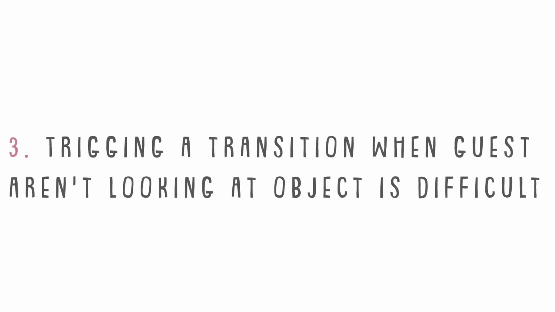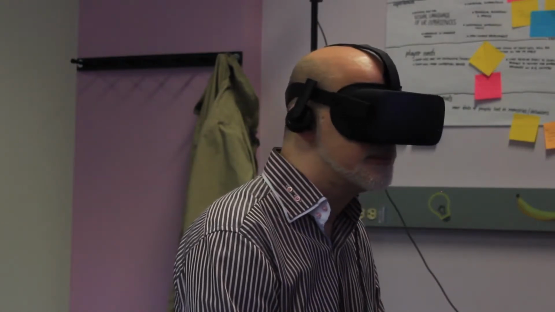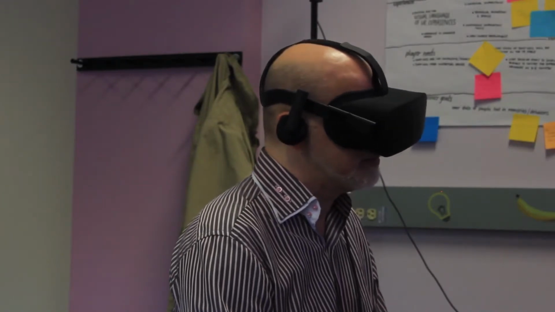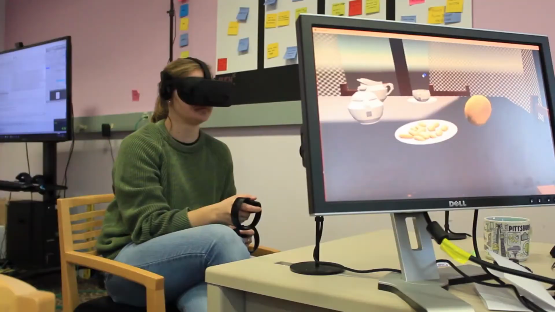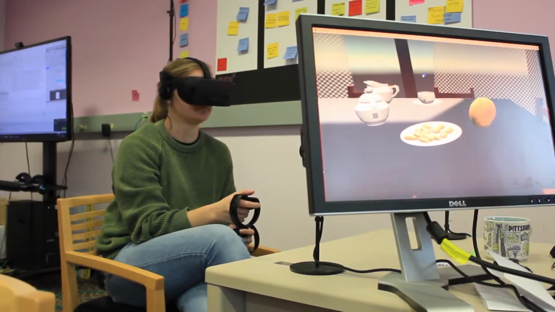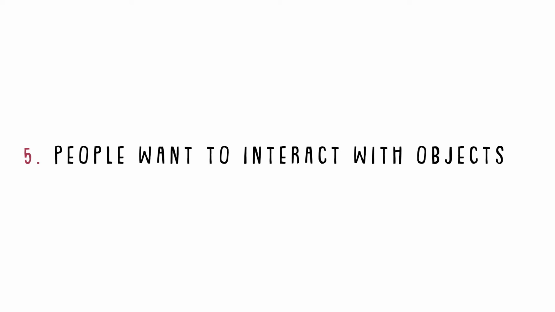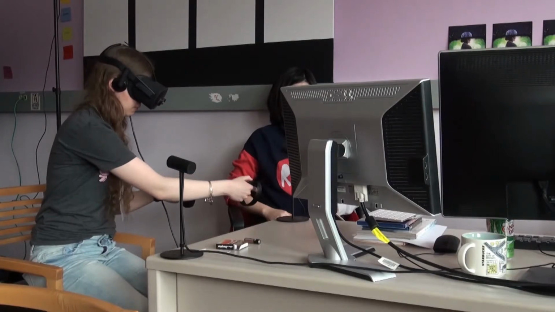Triggering a transition off of when they were not looking at the objects proved difficult, because this hardly ever happened or happened too fast, as guests were content with playing with and staring at whatever it was that they were holding. So setting a fixed time of around 2 seconds for the transition to occur seemed to work best relative to our other parameters. From our playtesting sessions, there was only a slight preference for dissolves over a traditional jump cut. And finally, we didn't expect that people would actually want to interact with the object, such as throw it across the room or bring it up to their face to try and eat it within the experience.